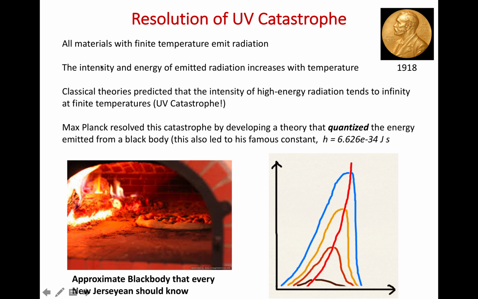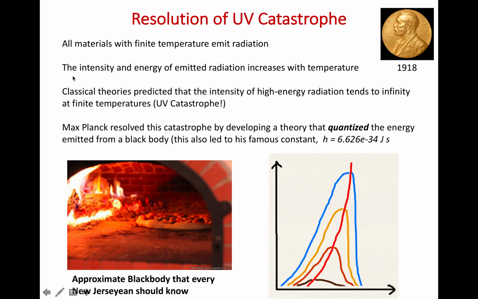So at this time, in the 1900s, these following things were known: that all materials with a finite temperature emit radiation, and that the intensity and energy of the radiation they emit will increase with temperature.